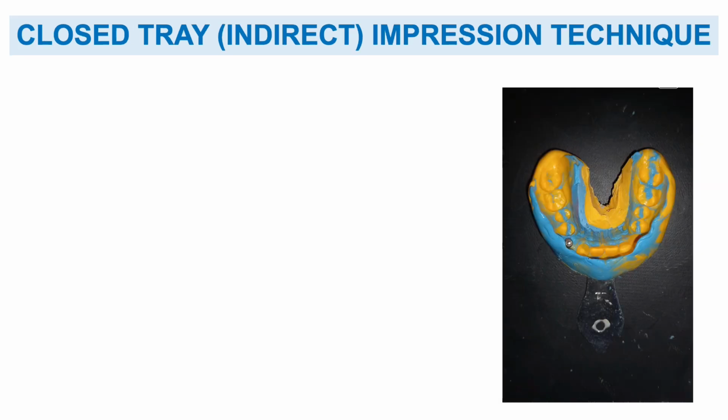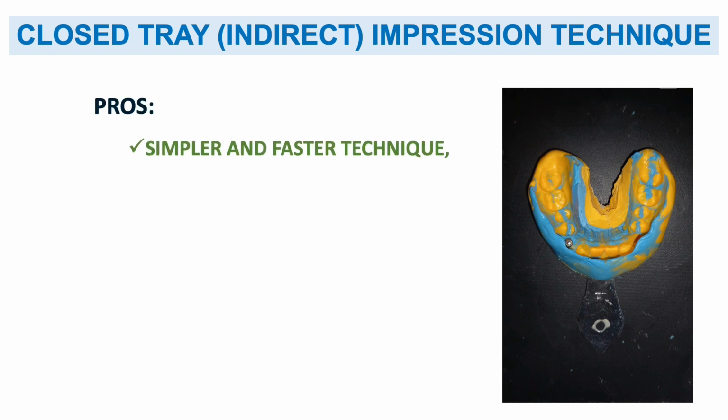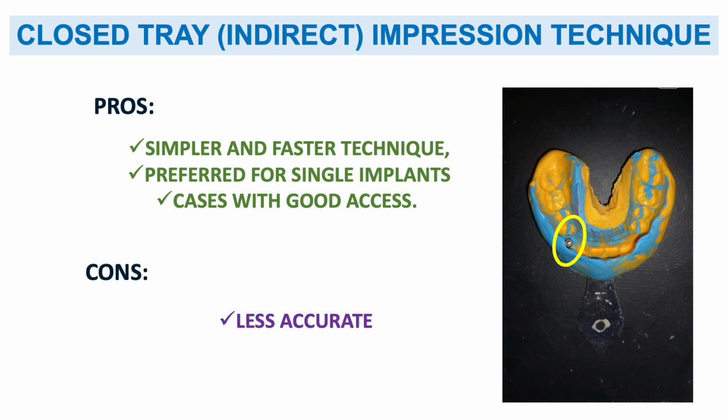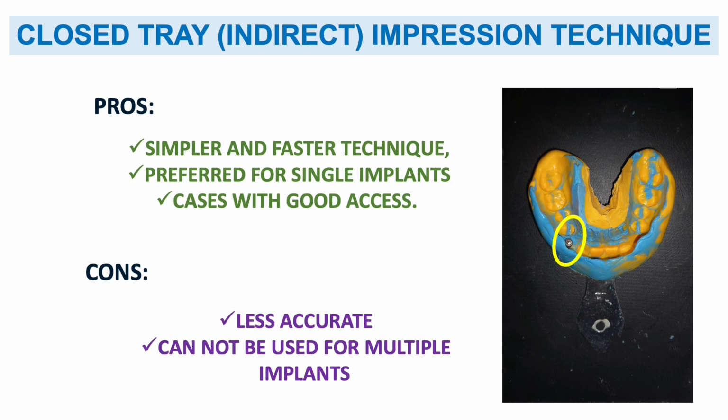Now, closed tray and indirect impression technique, pros and cons. Pros: a simpler and faster technique, preferred for the single implant due to inaccuracy in repositioning the coping. That is why it is not preferred for multiple implants. In full mouth cases, we prefer the direct or open tray impression technique, and in cases with good access. What are the cons? Less accurate, and cannot be used for multiple implants because we have to reposition the coping.